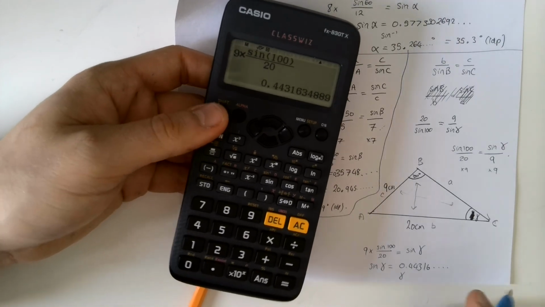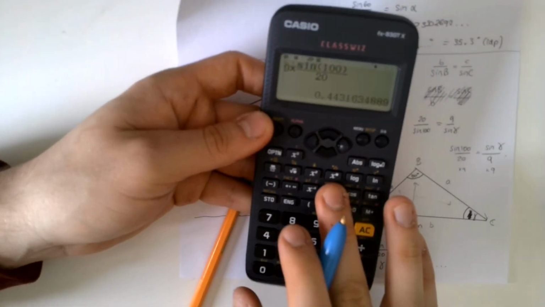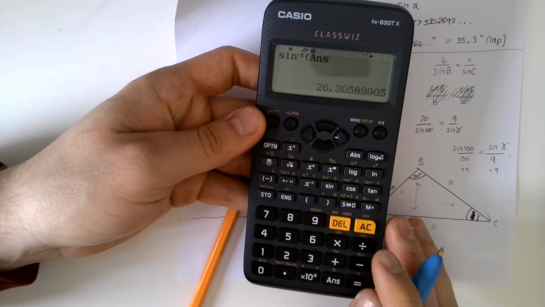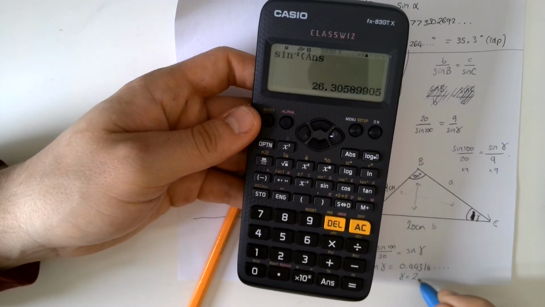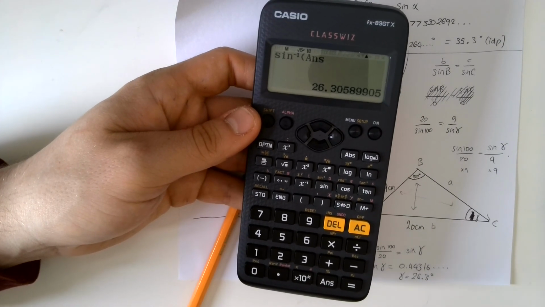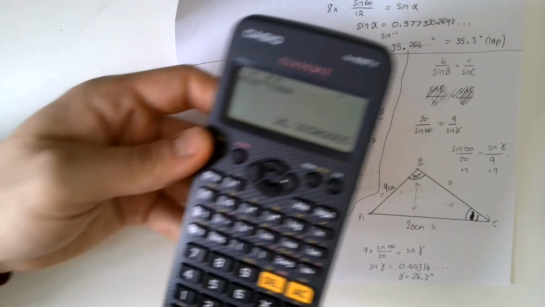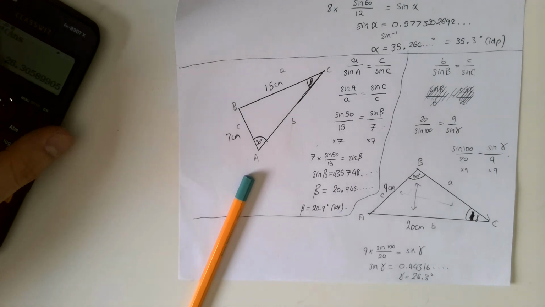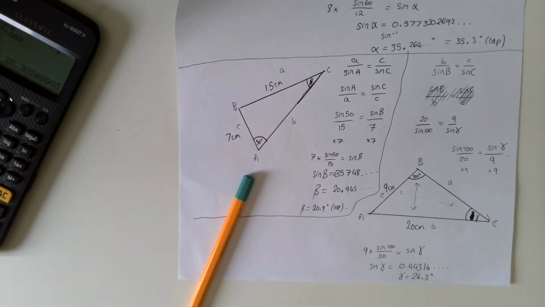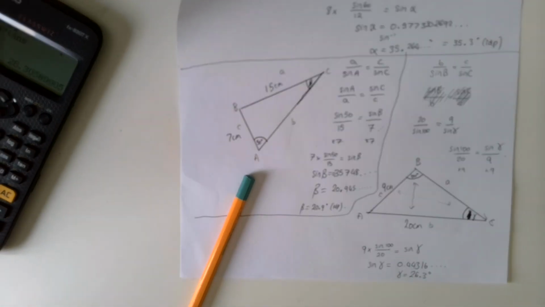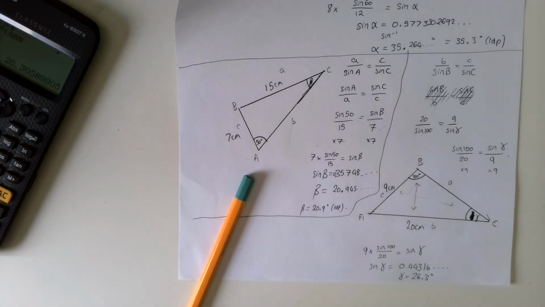So if I do my inverse sine, so shift sine answer, it gives me 26.3 degrees. Okay, so hopefully that has made sense. It is a tricky skill, and normally we wouldn't really bother learning it in set 2. However, it is in the formula sheet, so you might be able to apply it. So hopefully this has been useful.